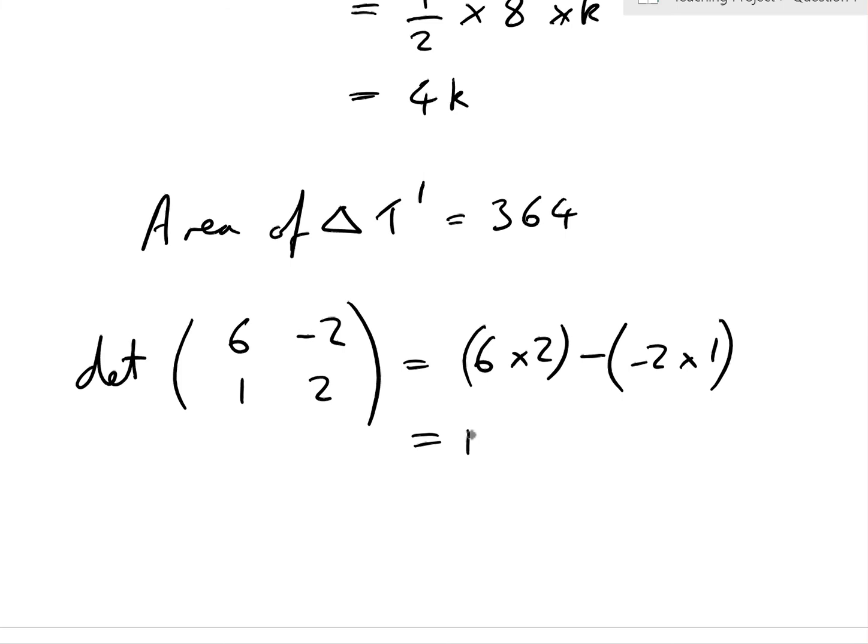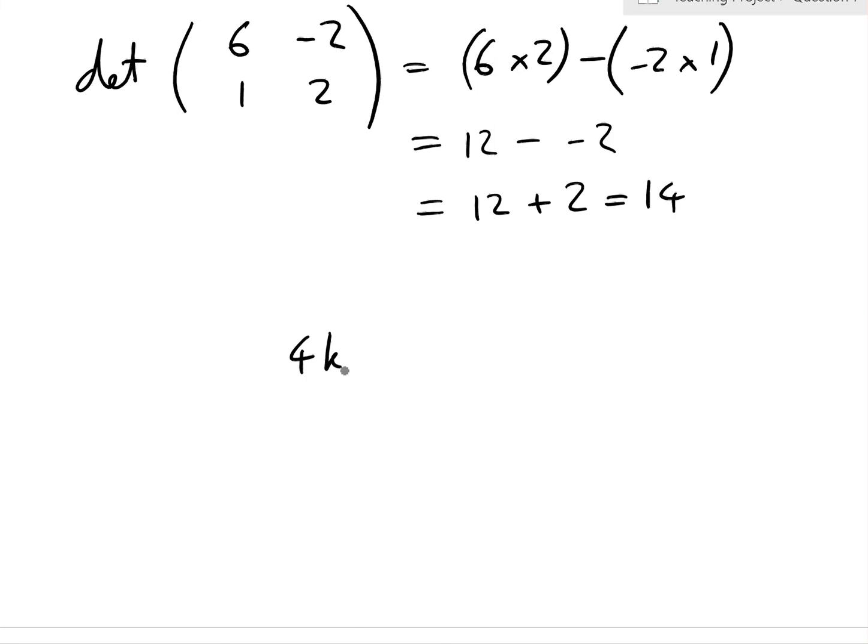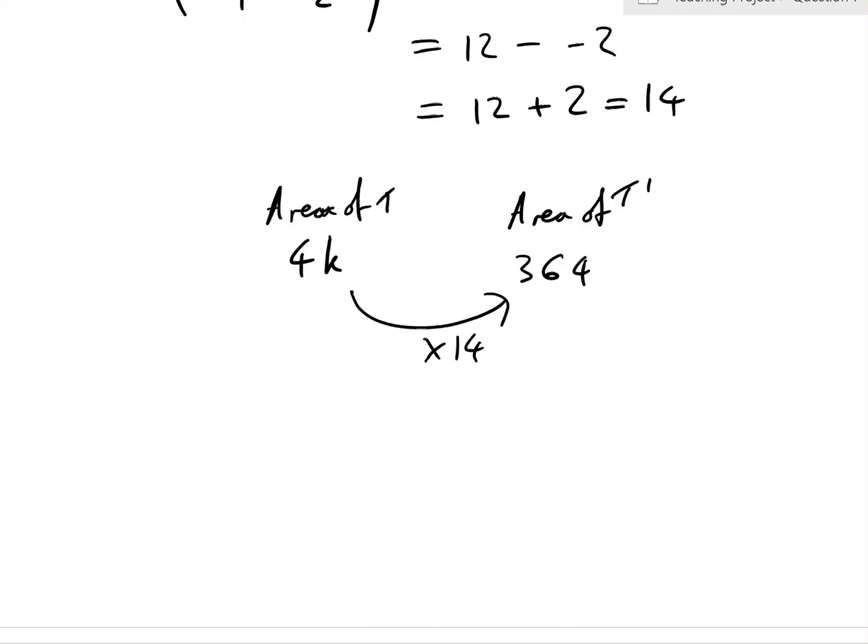Okay, and that should be 6 times 2 is 12, minus 2, double negative, 12 plus 2. That's equal to 14. So basically our scale factor of area should be 14. So in other words, this 364 should be 14 times bigger than 4K. So 4K is the original area of the triangle T. Area of T. We then multiply by 14 and we should get the area of triangle T dash to be 364. So basically, if we divide 364 by 14, we should get back to our 4K.